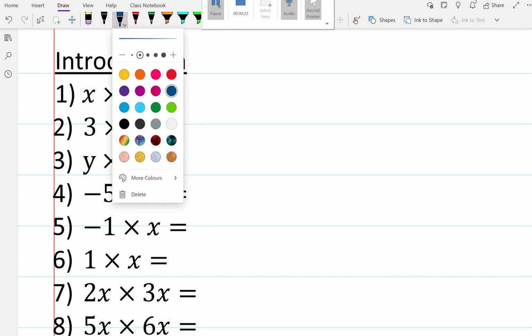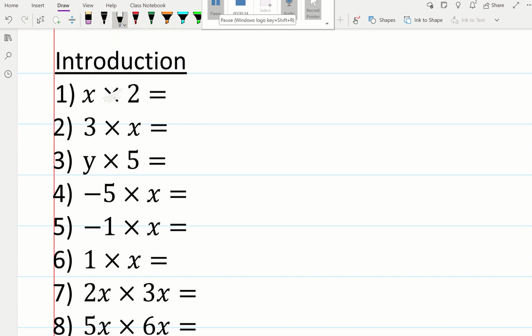In algebra, we simply do not write the multiplication sign. We put these two things together, but we always put the number first. So 2 times x is 2x. This means 2 multiplied by x, whatever the x is. X is any number. It could represent a positive, negative, fraction, or a decimal number. Whatever it is, I'm multiplying it by 2.